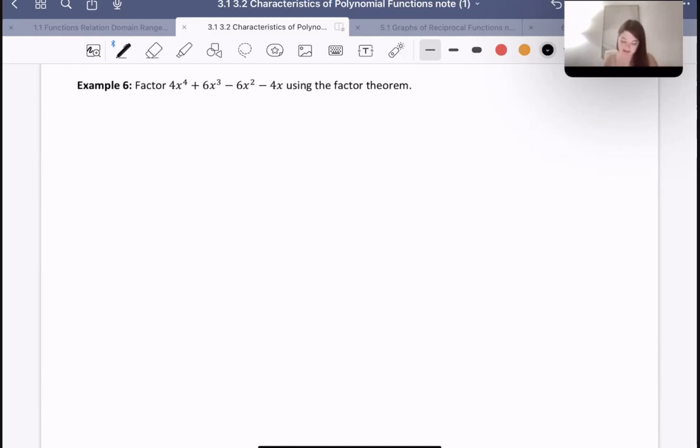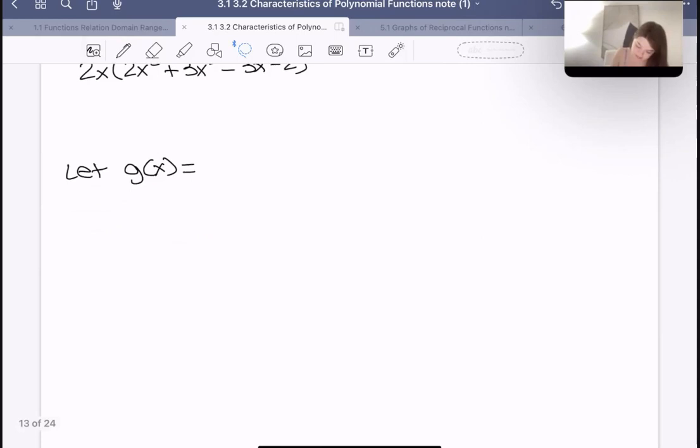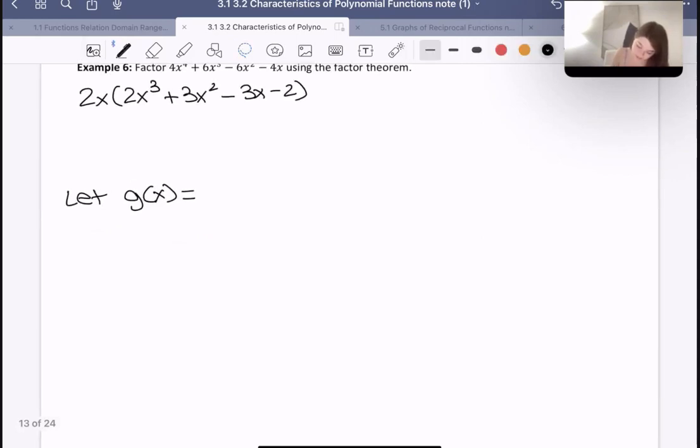Well, it looks like the biggest thing we can common factor out of here is a 2x. So let's do that. 2x times 2x cubed plus 3x squared minus 3x minus 2. Okay, and let's give the function that's inside these brackets a name. Let's say g of x. Let g of x equal to, actually let's move this downwards, because we're going to want more space for the factoring later, equal to just this part here.